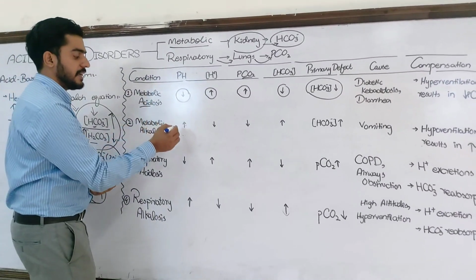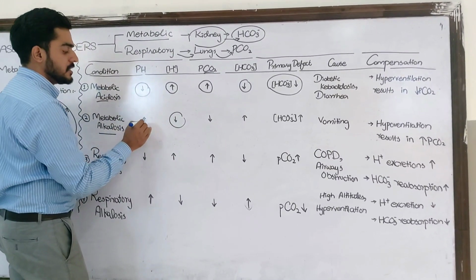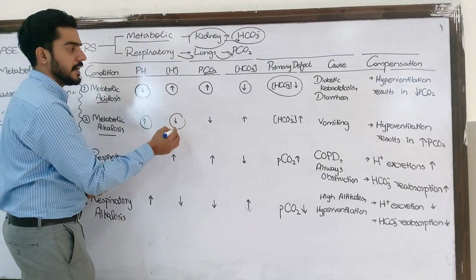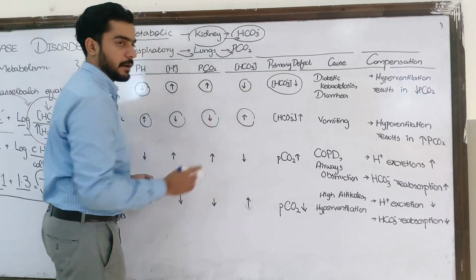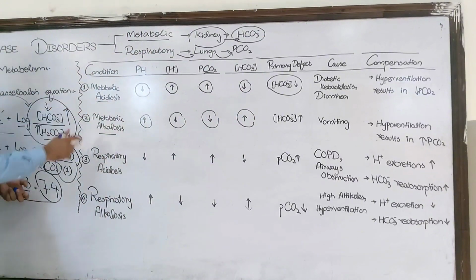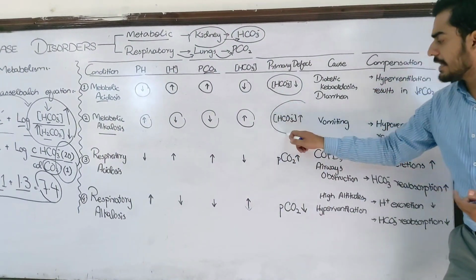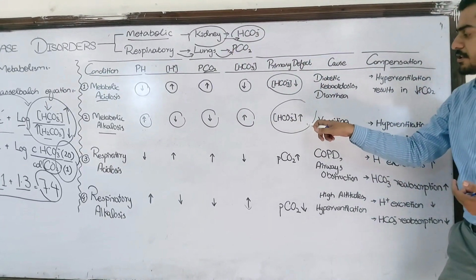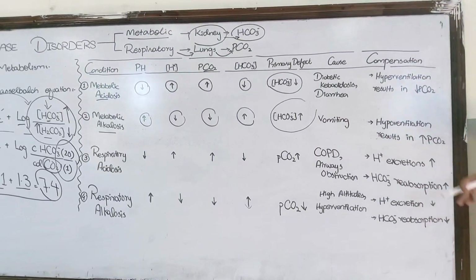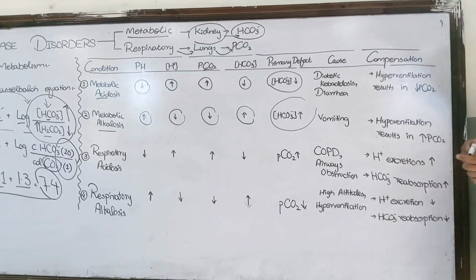Metabolic alkalosis, there is an increase in the pH, decrease in the hydrogen ion concentration, and that is alkalosis. So that means increase in the pH, decrease in the hydrogen ion, decrease in the partial pressure of the carbon dioxide, and increase in the bicarbonate. That's simply reversing. It's vice versa. So primary defect lies in the bicarbonate increase, and it is metabolic. So it involves the metabolic compartment, kidneys, bicarbonate concentration increases. Causes include primarily vomiting, and there is compensation, there is hypoventilation in that case, so that the partial pressure of the carbon dioxide increases.